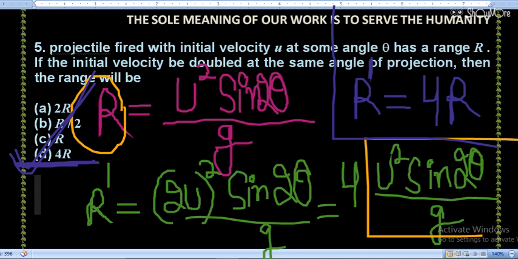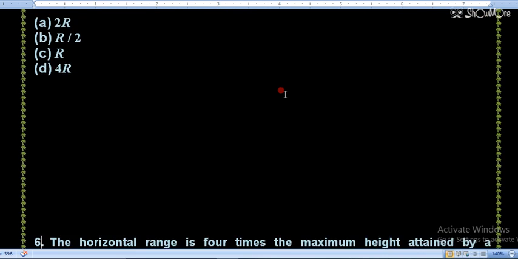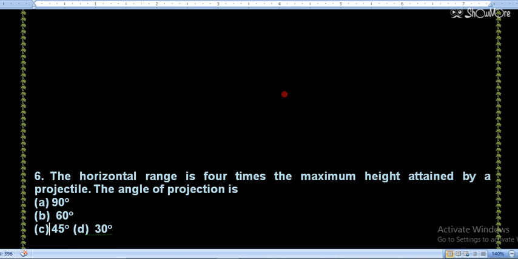If you have any doubt, then you can ask. Otherwise we are going to move to the next question. And now the 6th question will be displayed on your screen. So next is, the horizontal range is 4 times the maximum height attained by the projectile. The angle of projection we have to find for this question.